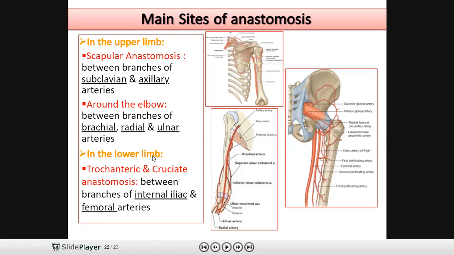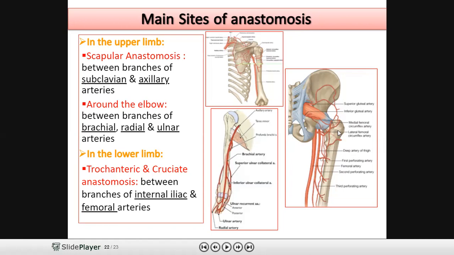Good. Now, in the lower limb, we have the trochanteric and cruciate anastomosis between the branches of the internal iliac and the femoral artery. So here you have the femoral artery. It gives off these branches. And then some branches from the internal iliac join together here to form an anastomosis called the trochanteric and the cruciate anastomosis. Some branches from the femoral artery and some from the internal iliac artery form that anastomosis around the hip joint.